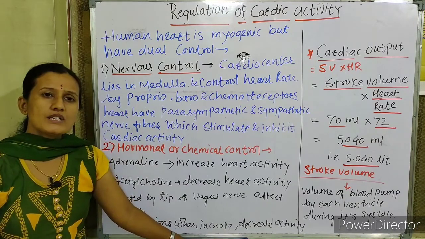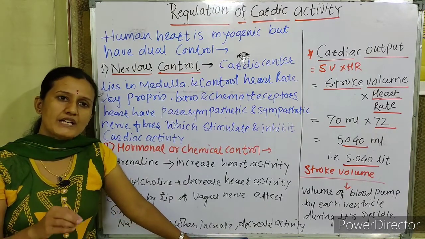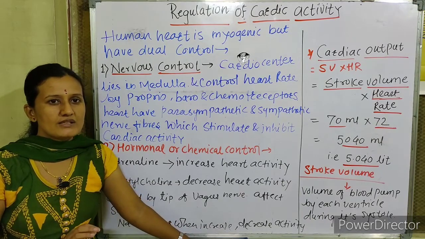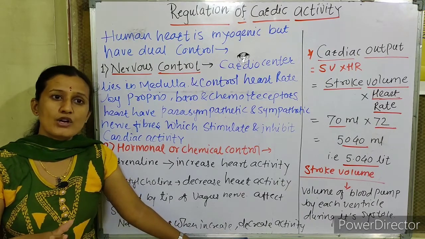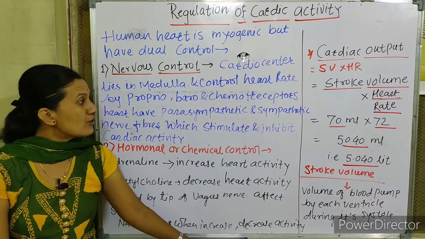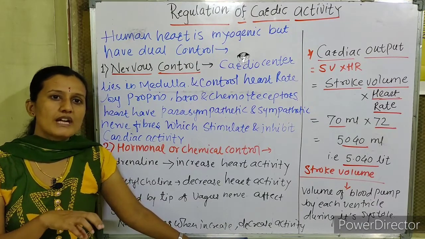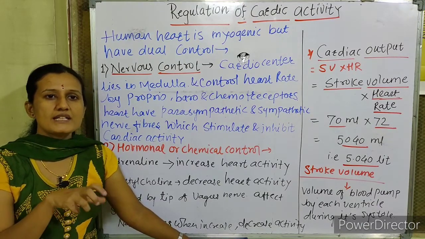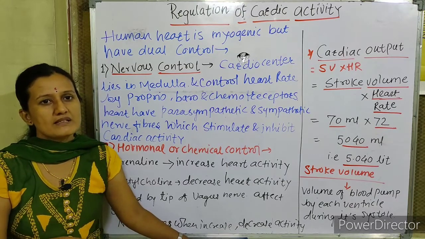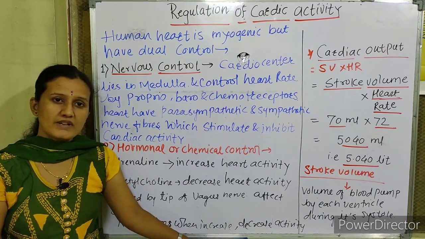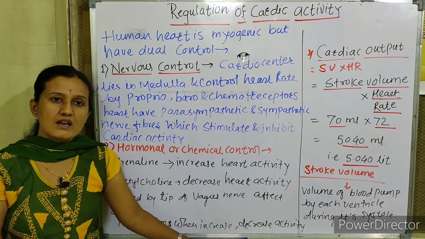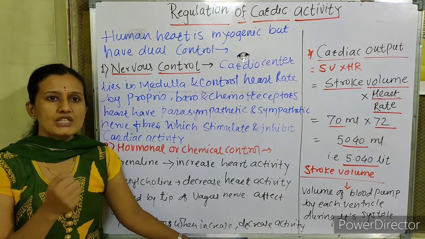Chemoreceptors are the cells which monitor body activity by chemical changes. Baroreceptors control body activity by pressure on the arteries and veins, the blood vessels. They create a pressure on the blood vessels. Baroreceptors means the cells which are affected by the change in pressure.